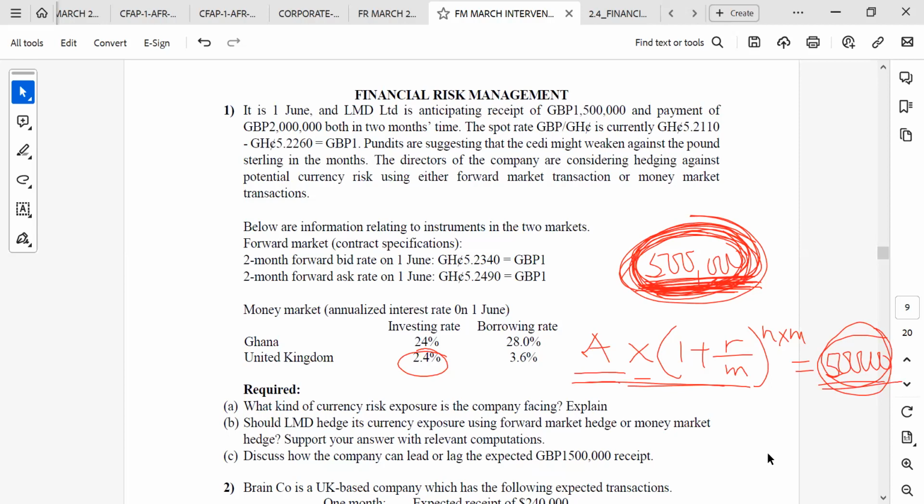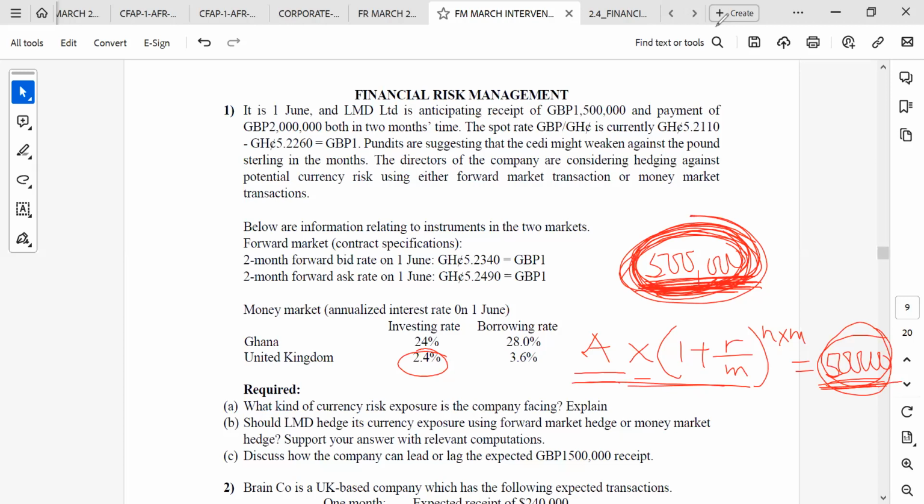Then we go and pay the suppliers, or whoever we are paying. If the company is the one paying, they'll go to the bank and borrow the equivalent of this amount that they are going to be paying in cedis. Then they will put that particular amount on a 2-month deposit, so that at the end of the 2 months, they will have the 500,000.